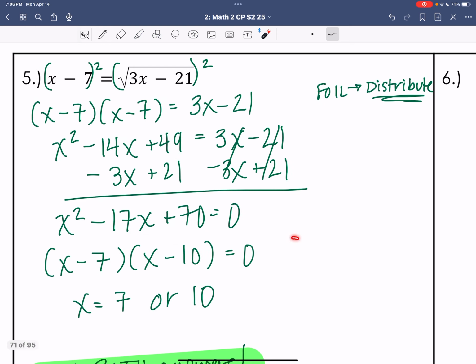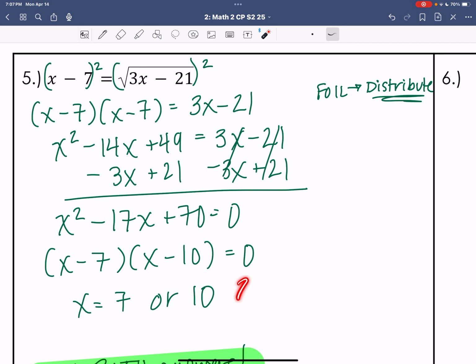Now you're going to factor and set equal to 0. And then once you get that, you add 7. So we've got one solution here. So if you go x minus 10 equals 0, you need to add 10. And so that's where we get this.